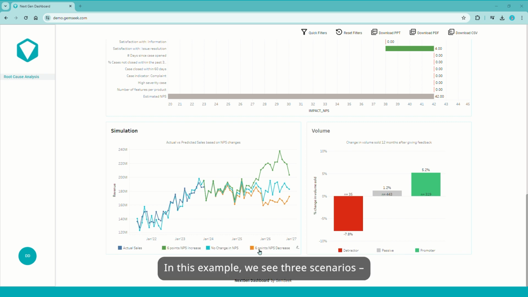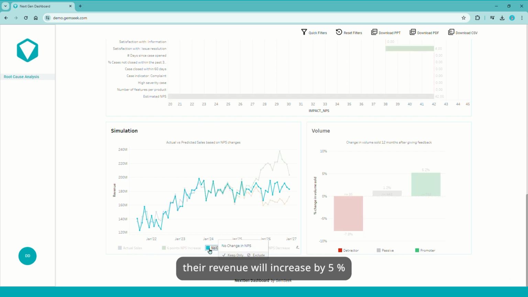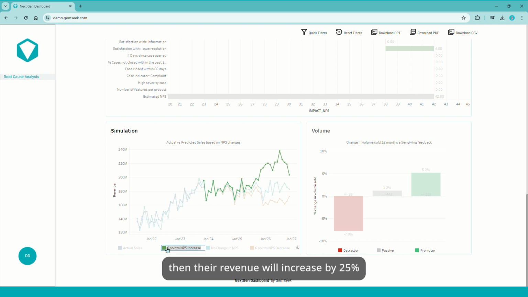In this example, we see 3 scenarios. If the company's NPS remains the same, their revenue will increase by 5%. But if their NPS increases by 18 points over the next 3 years, then their revenue will increase by 25%. And if their NPS decreases by the same amount, then the revenue will decrease by 6%.